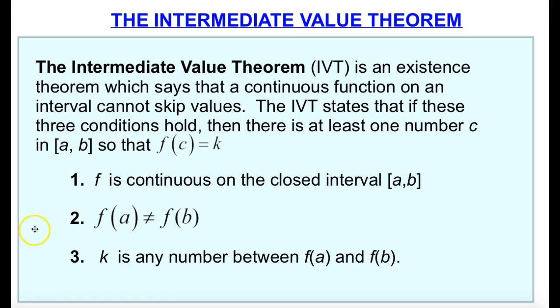The y values of our endpoints, f of a and f of b, can't be equal to each other. And then we're saying that k, this y value, is any number in between the two y values at our endpoints. So let's take a look at visually what this is saying here.